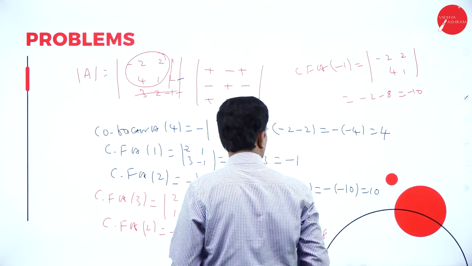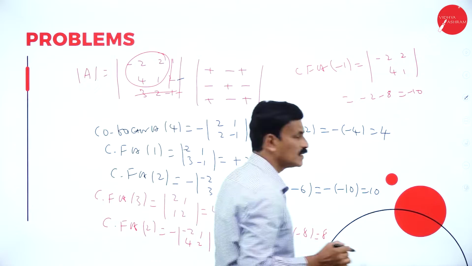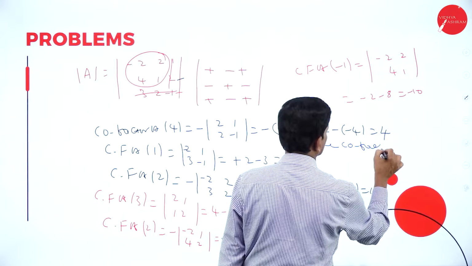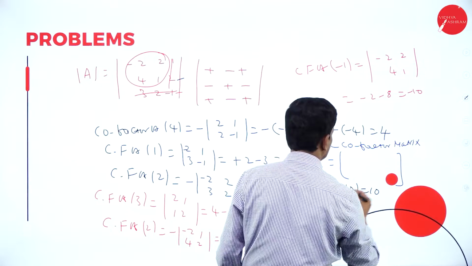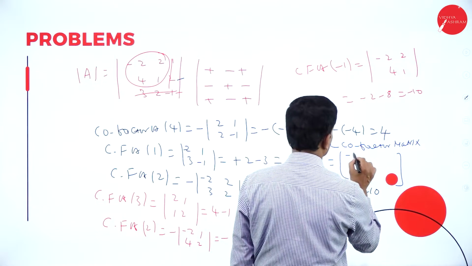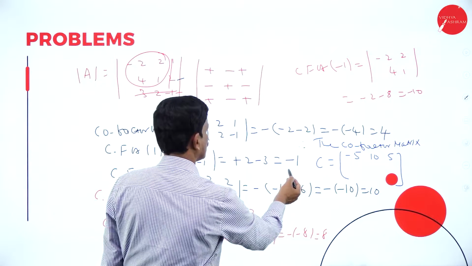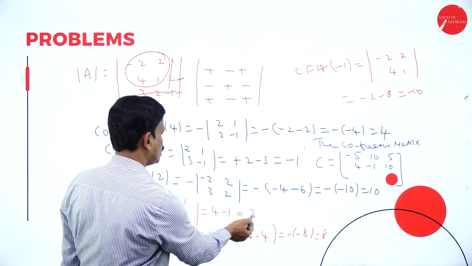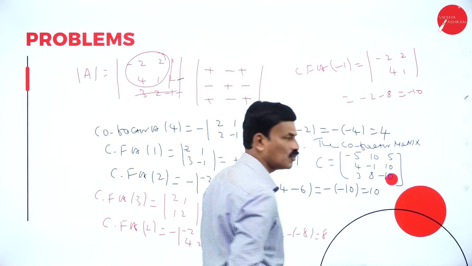Now therefore, the adjoint of this is given by: write down the first cofactor matrix. So the cofactor matrix C is equal to, write down the cofactors. In the first row, what we got? Minus 5, 10 and plus 5. For the second row we got 4, minus 1 and 10. In the third row, we got 3, 8 and minus 10. So these are the cofactors.